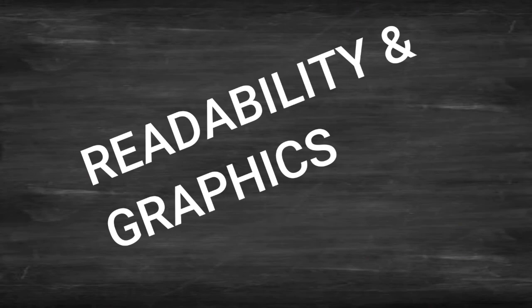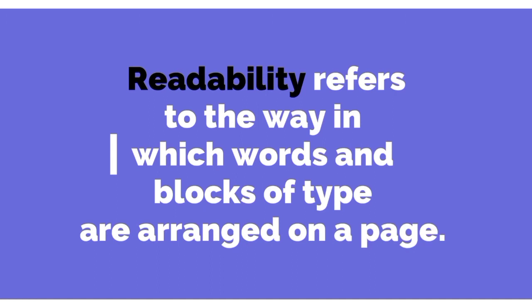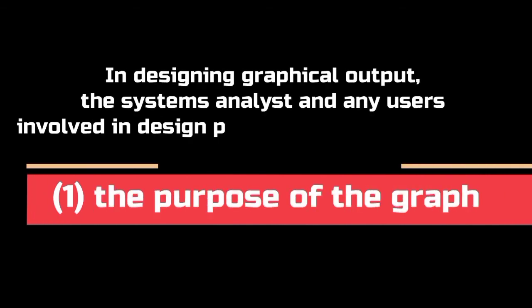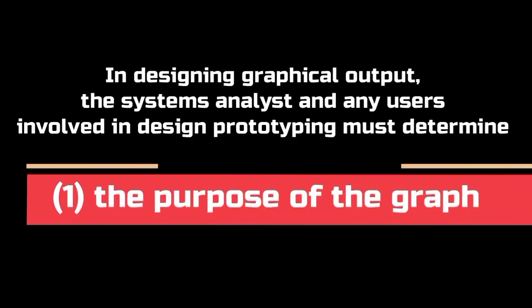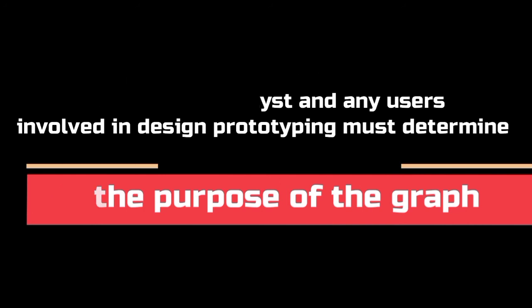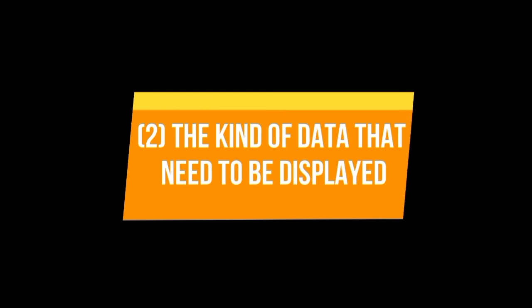Readability and graphics. Readability refers to the way in which words and blocks of type are arranged on a page. In designing graphical output, the system analysts and any users involved in design prototyping must determine: first, the purpose of the graph. It is to discuss the aim of the chart. Second one is the kind of data that needs to be displayed. It is important to collaborate with users in choosing the correct style of graph to communicate your meaning.